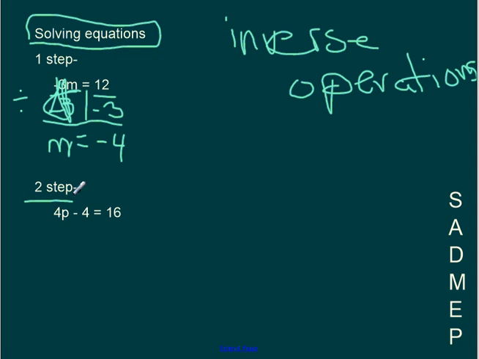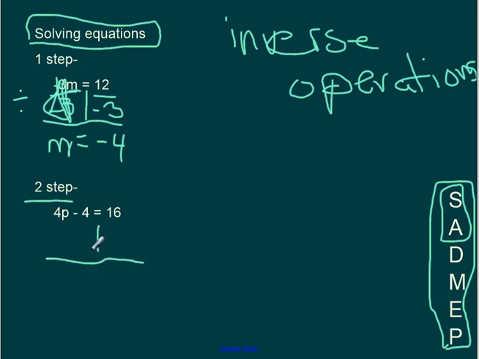When you're doing a two-step equation, the hard part is figuring out what to undo first. Do I undo 4 multiplied by p first, or do I undo minus 4 first? And the best way I can think of to remember that is to think about PEMDAS spelled backwards. PEMDAS backwards is what I like to call SADMEP. And that tells you what order to undo your operations with. So first I have subtraction and addition when I'm talking about SADMEP, and that means I'm going to undo this subtraction first.